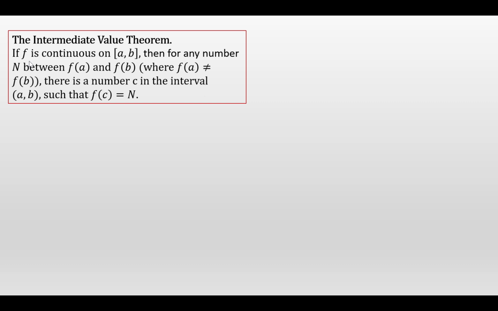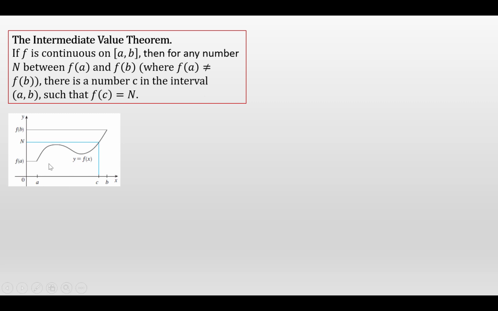Basically, the theorem says if a function is continuous on a closed interval [a, b], then if you pick any number between f(a) and f(b), there is always a number c within the interval such that f(c) is equal to the given number. Let's take a look at a picture to see what the theorem says.